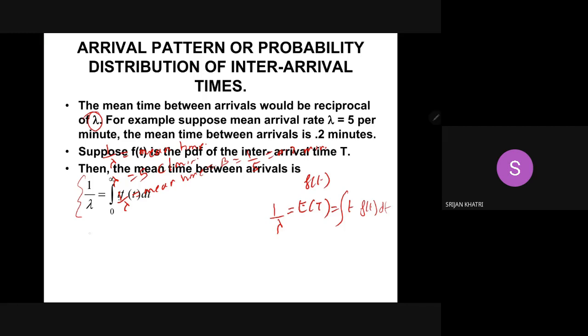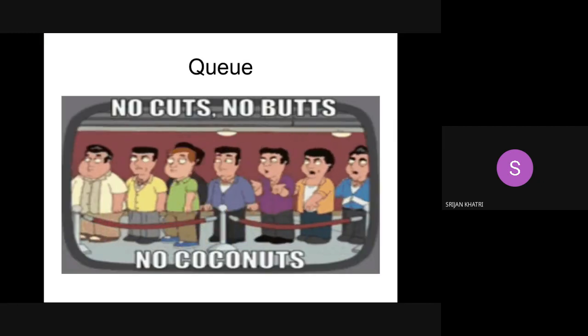Right, so here we have 1 upon lambda equal to the integral from 0 to infinity of t f(t) dt. So the mean arrival rate lambda will become 1 upon the integral from 0 to infinity of t f(t) dt, right. In this way we can characterize the inter-arrival time with a suitable probability density function.